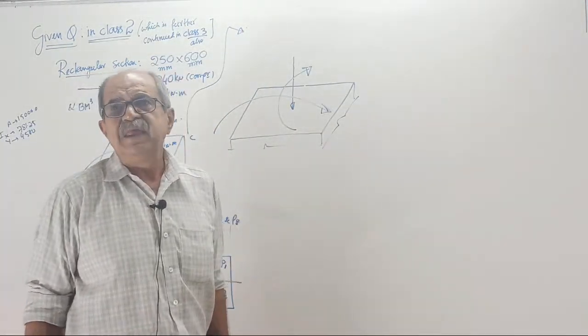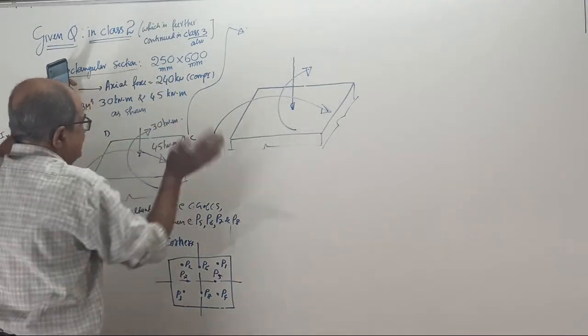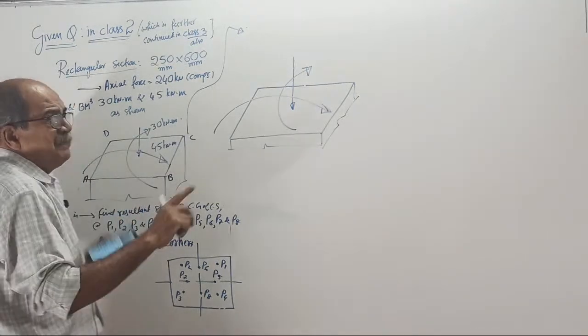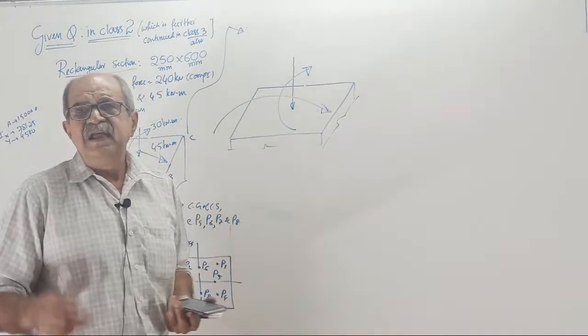I will tell you why. Because this is the major axis and this is the minor axis. On the major axis, I applied a little higher bending moment. Why? Because it is stronger. So on that day, it got interchanged.